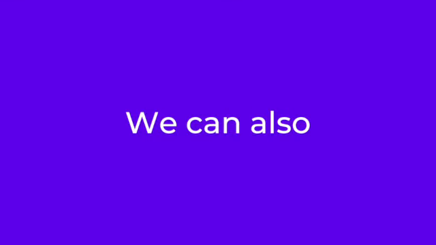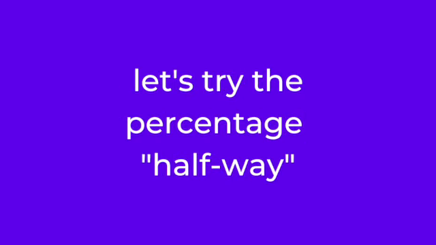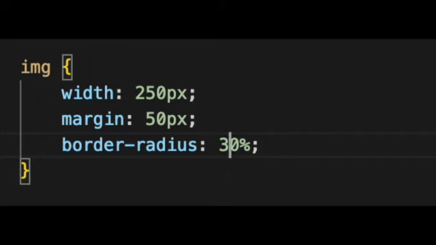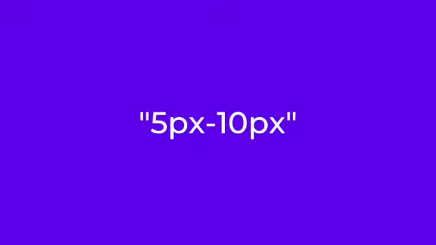Perfect! We can also do this with a percentage. Since the pixels were halfway, let's try the percentage halfway to 100% and put 50%. It works exactly the same. Just for grins, put 30%. See? Here's a good rule of thumb. If you want something like a circle around your image, use 50%. If you just want rounded corners, use 5 to 10 pixels.